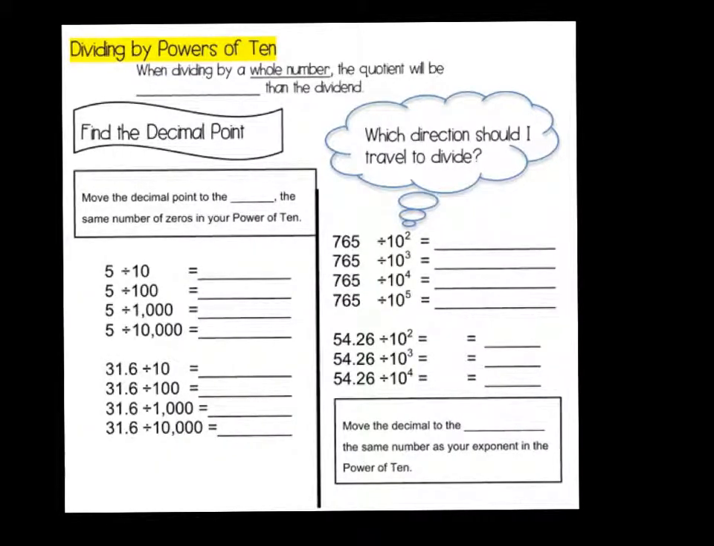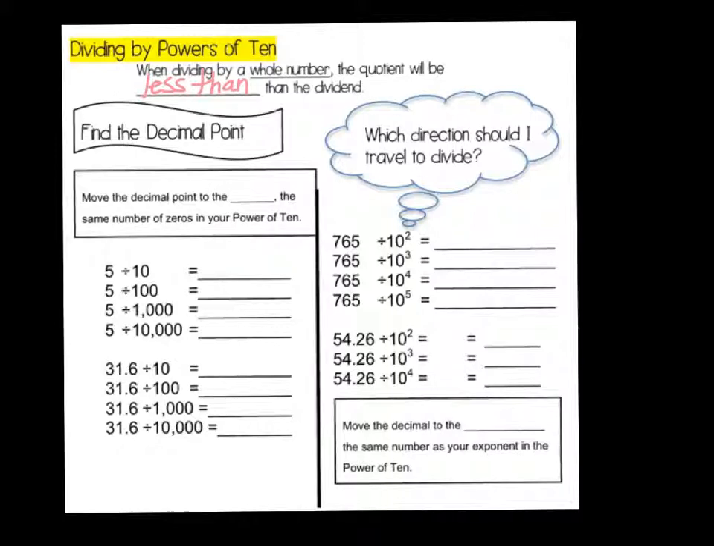In division, it's a little bit different. So in division, when dividing by a whole number, the quotient will be blank than the dividend. So if I have 25 and I want to divide it by 5, I'm going to get an answer, or a quotient, of 5. And that quotient is less than the number that I started with, the dividend. So unlike multiplication, when I am dividing by a whole number, the quotient will be less than the dividend.